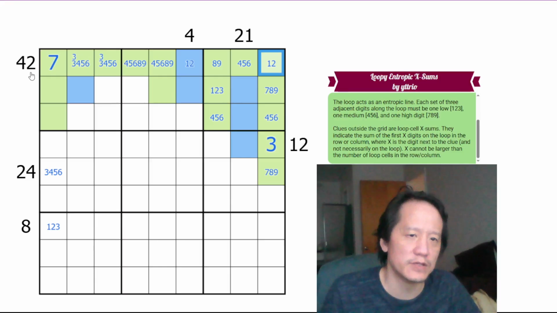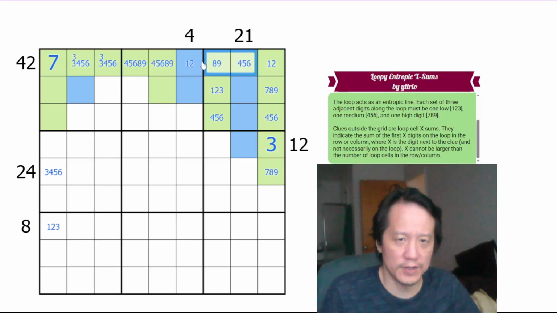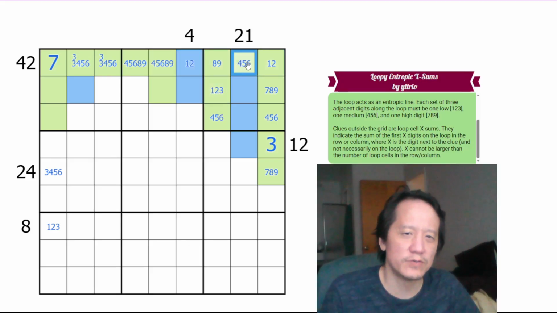We know this has to be low because of the 7. The first 7 has to add up to 42. So this must be low. This then must be low. This is medium. If it goes this way, this would be high, low.